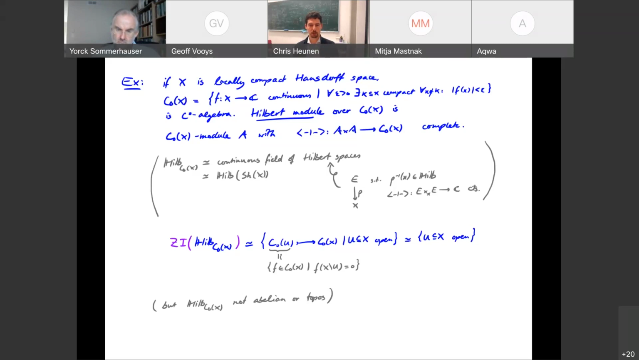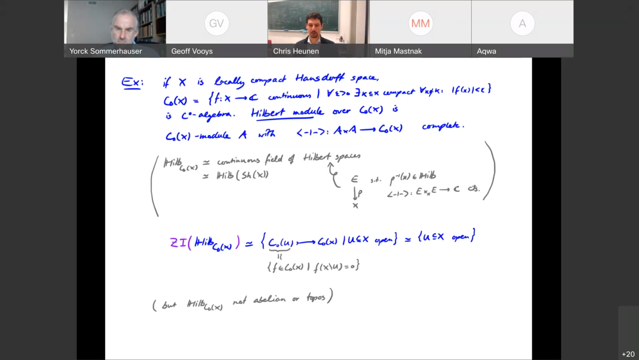So you can think about the Hilbert module over C0 X as a continuously varying Hilbert space over the base space X. This is a fine monoidal category. Just like you would for ordinary modules over a ring and Hilbert spaces, you can take the tensor product algebraically and complete it again. That's a fine monoidal category, so you can ask what are its central idempotents.